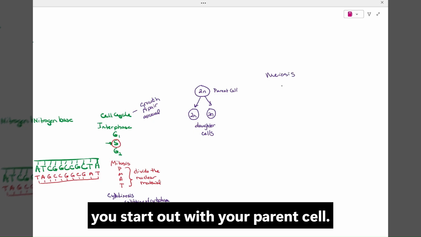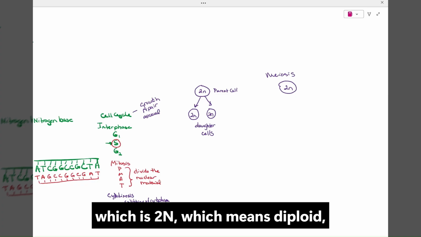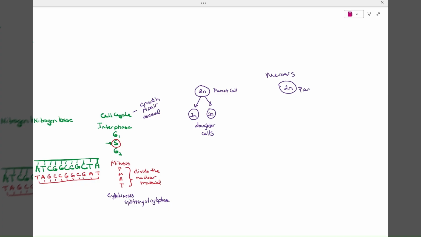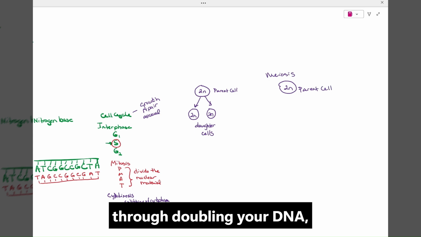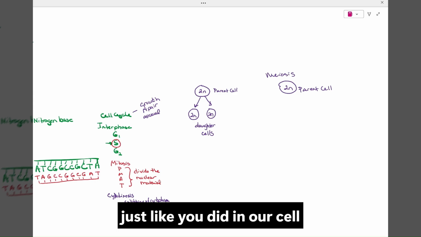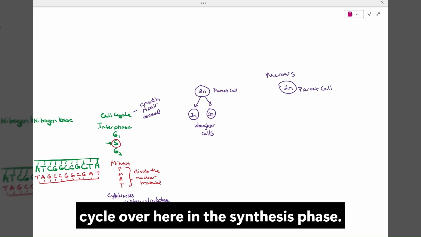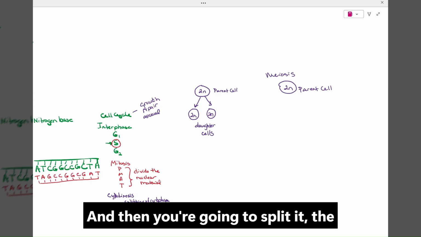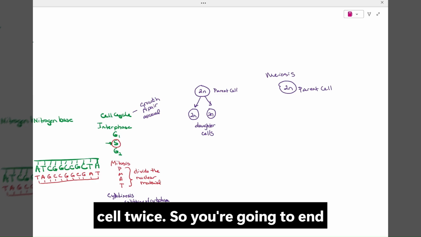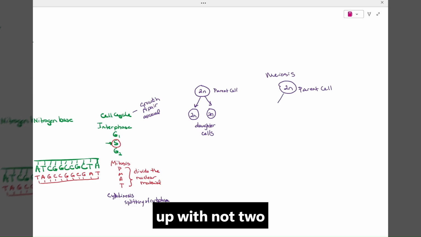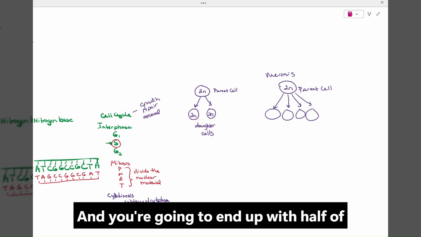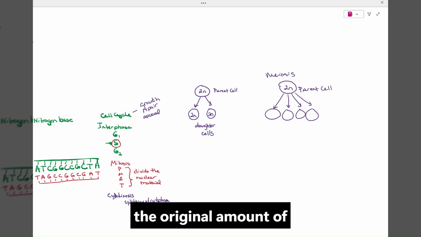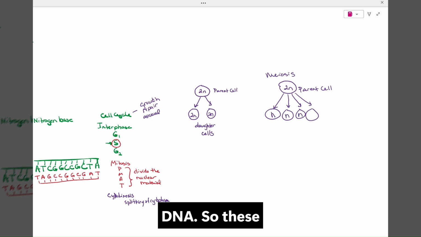you start out with your parent cell, which is 2N, which means diploid, means full amount. You're going to go through doubling your DNA, just like you did in our cell cycle in the synthesis phase. And then you're going to split the cell twice. So you're going to end up with not 2 cells, but 4 cells. And you're going to end up with half of the original amount of DNA.